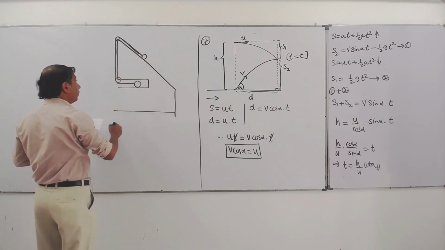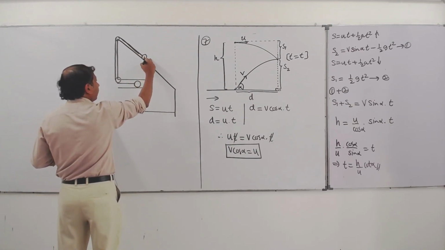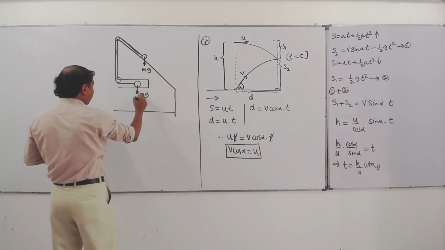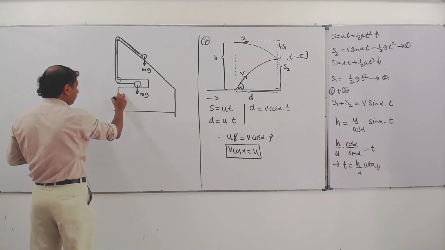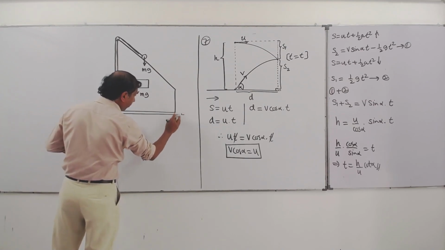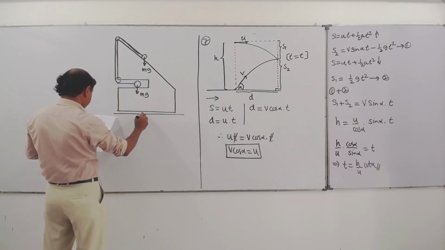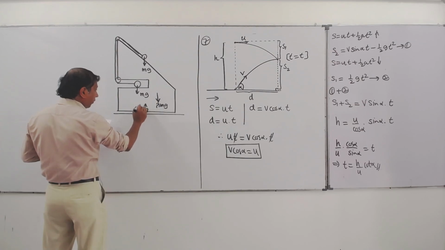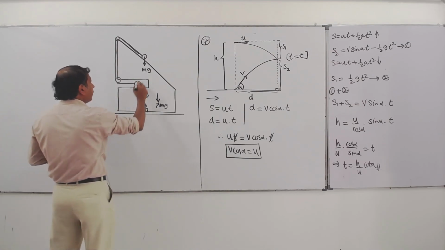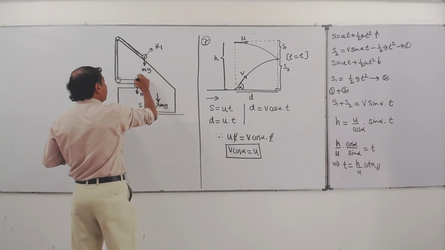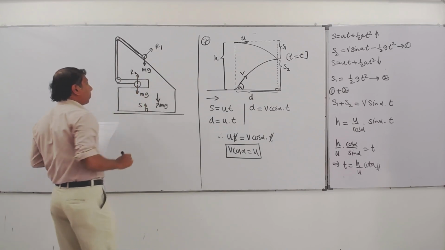Right. This is mass m, weight mg. This also mass m, weight mg. This is lambda m, weight lambda mg. Normal reaction, suppose S. Here on this normal reaction coming, suppose R1. Here also normal reaction coming, suppose R2.